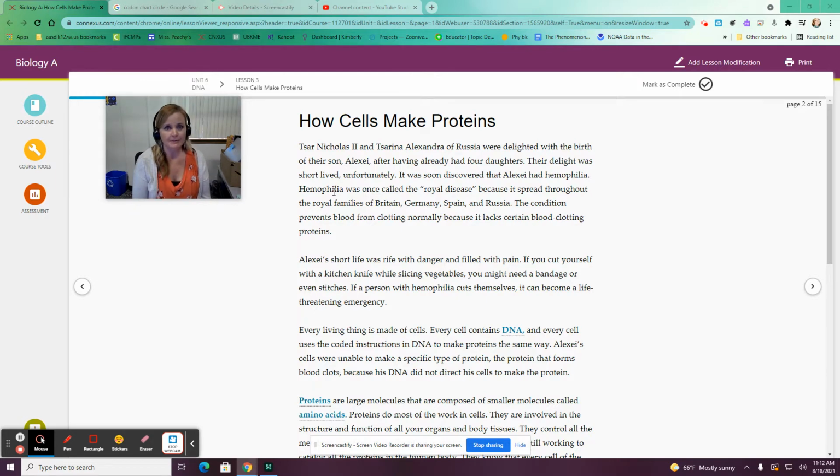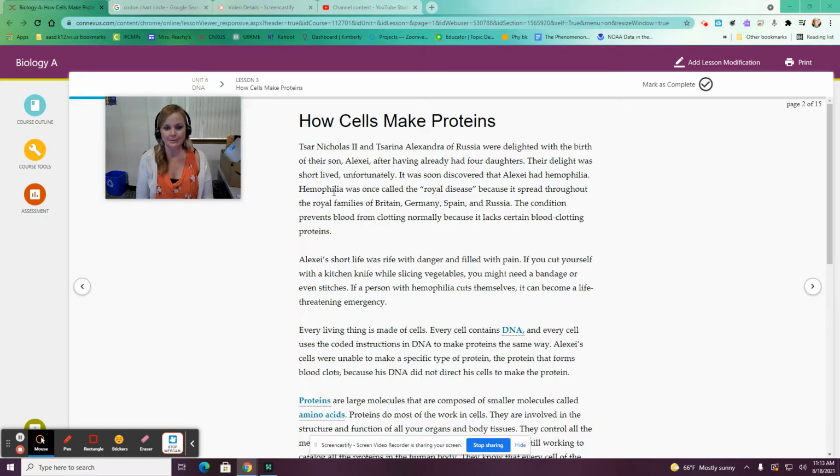This particular type of genetic condition is called an X-linked or sex-linked trait, meaning that it is determined based on your X chromosome. You have 23 pairs of chromosomes, 22 of them are regular chromosomes, and your 23rd pair are your sex chromosomes, and they determine whether you have male or female characteristics. This particular gene is found on the X chromosome. Because it is found on the X chromosome, it is more commonly expressed in males than in females.